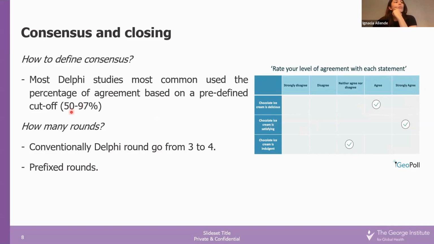And how many rounds does a Delphi have? Well, conventionally it could go from 3 to 4. Many Delphis will predefine the rounds, but there is not a consensus of how many rounds you should go.